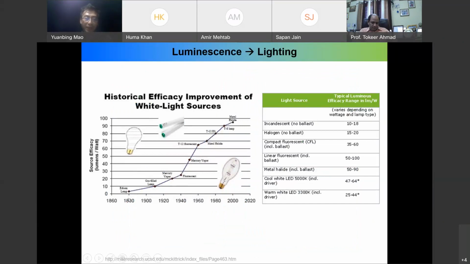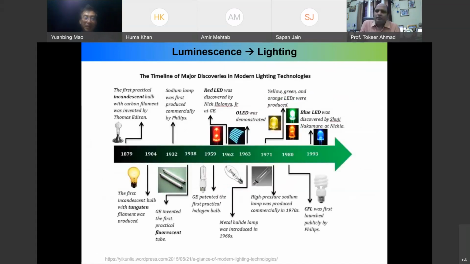You see, from different times, there are different types of lamps as well. That gives us the historical efficacy improvement of white light sources. I want to look at this a little bit more. The first practical incandescent bulbs with a carbon filament were invented by Thomas Edison in 1879. Then in 1904, the first incandescent bulbs with a tungsten filament were produced.